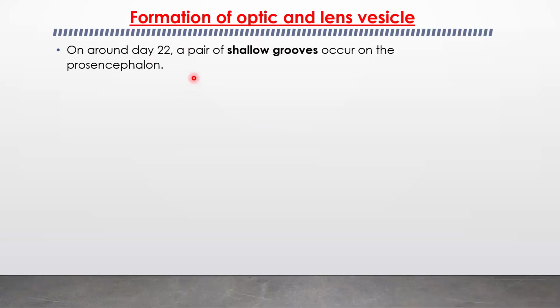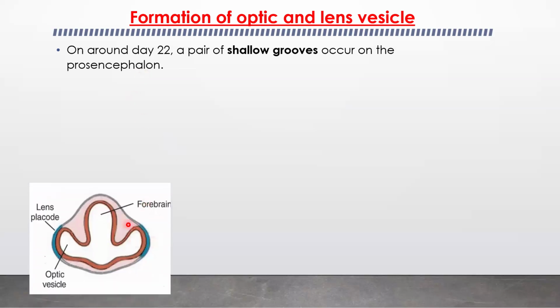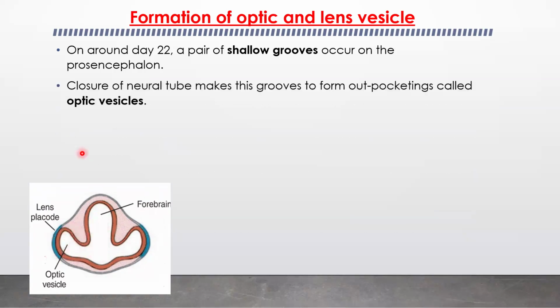Around day 22, a pair of shallow grooves appear on the prosencephalon on either side. Remember, for the development of the ear, these shallow grooves were occurring at the level of the rhombencephalon. So the difference between this and the ear is that the eye develops at the level of the prosencephalon, while the ear develops at the level of the rhombencephalon. You can observe that at this point. This is the forebrain, the prosencephalon. Then these are the shallow grooves at the level of the prosencephalon, which will become the optic vesicles.